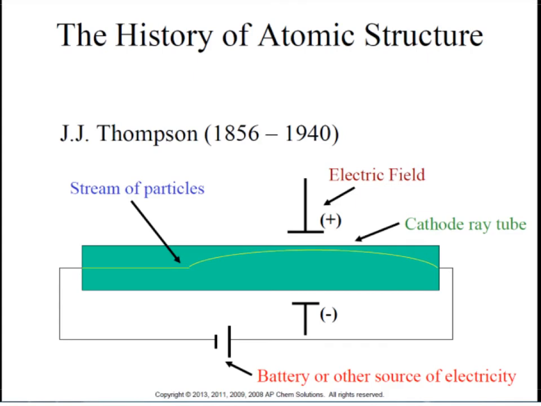What Thomson did is he put an electric field on each side of his cathode ray tube. And what he found was this: when he put that electric field next to the tube, it changed the angle or the path of those particles. As you can see here, those particles seem to be attracted to the positive side of the electric field and repelled by the negative side. Therefore, that would lead us to infer that those particles would be negatively charged.